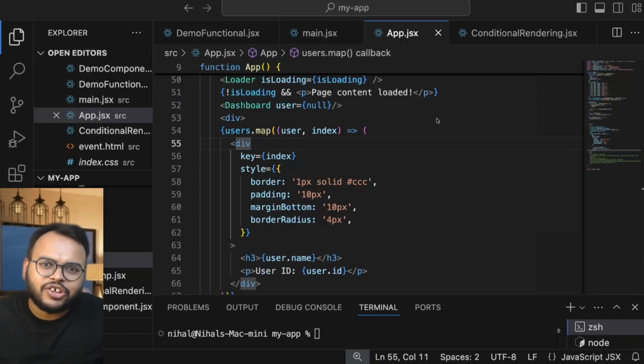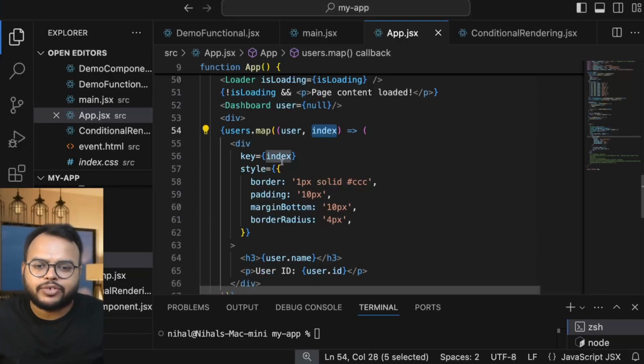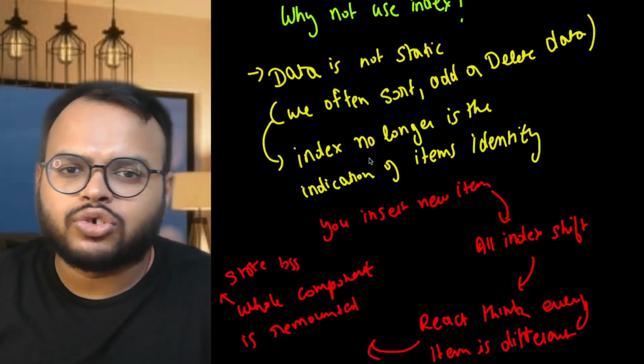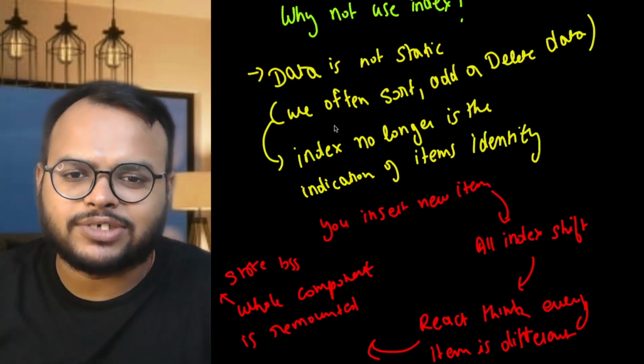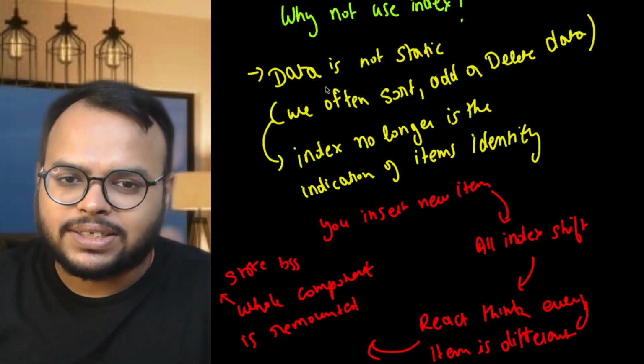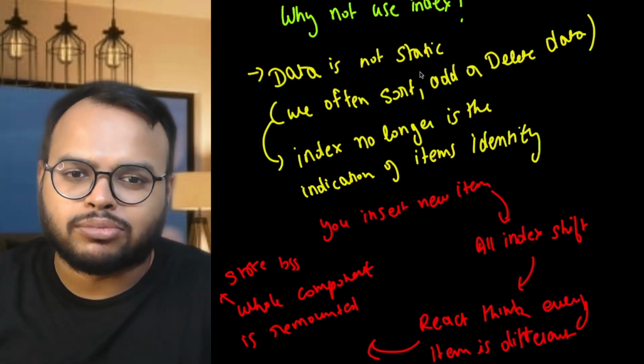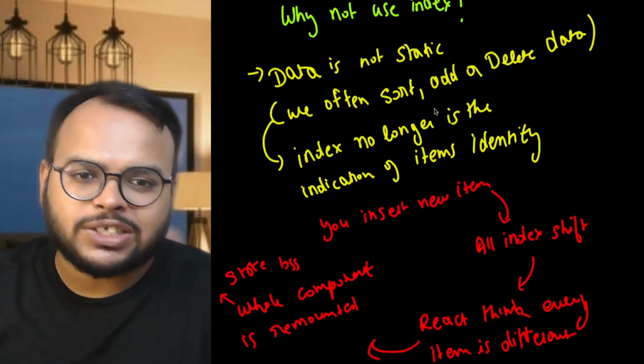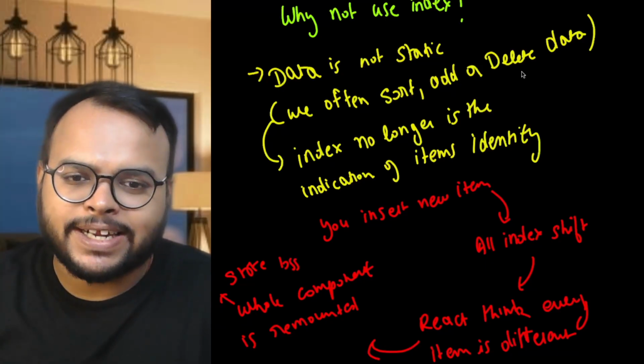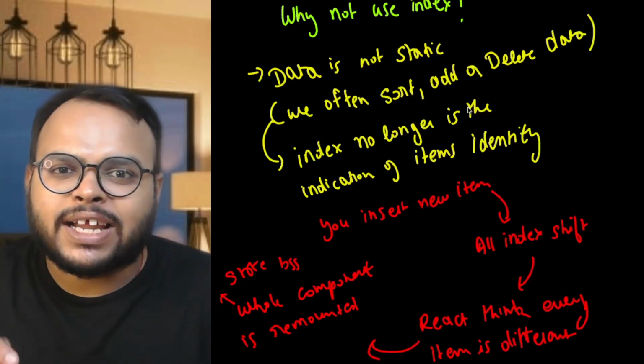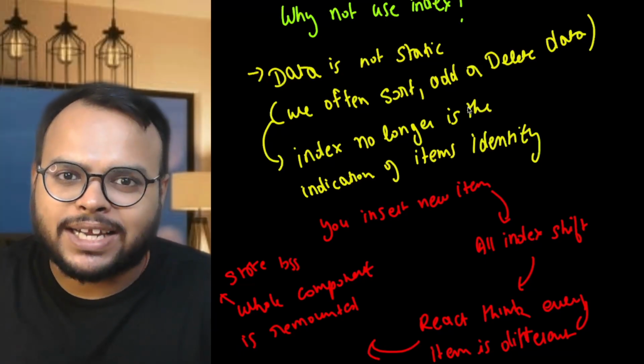The next argument can be, what if we use the index as a key? This will work fine if your data is static, but in real-world cases, we don't have static data. So why do we not use the index? As we have already discussed, data is not static in most cases. We often sort, add or delete data. The index is no longer an indication of the item's identity.